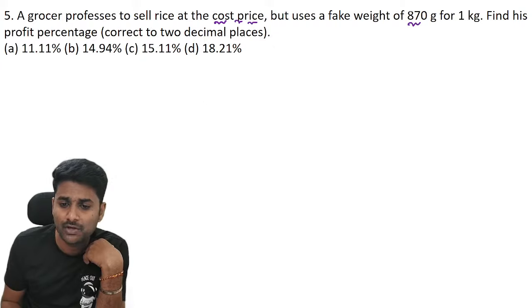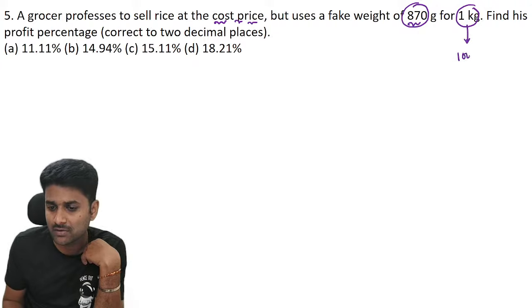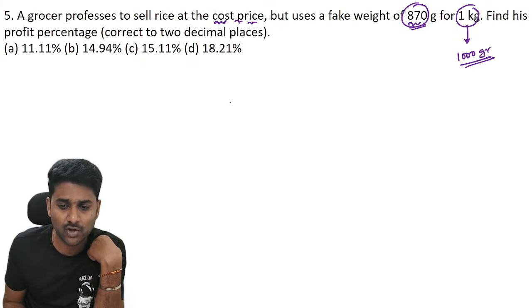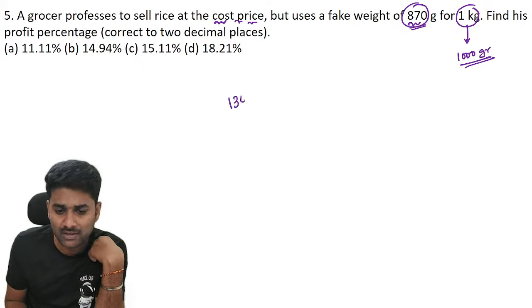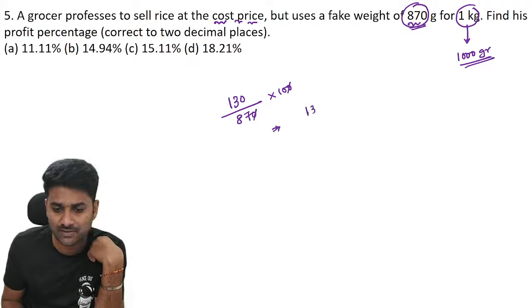The false weight is 870 out of 1 kg. We understand that 1 kg is equal to 1000 grams. So instead of 1000 grams, that person uses only 870. So how much profit did he get? 130 units of profit out of 870. That's the profit, into 100. So 1300 divided by 87.